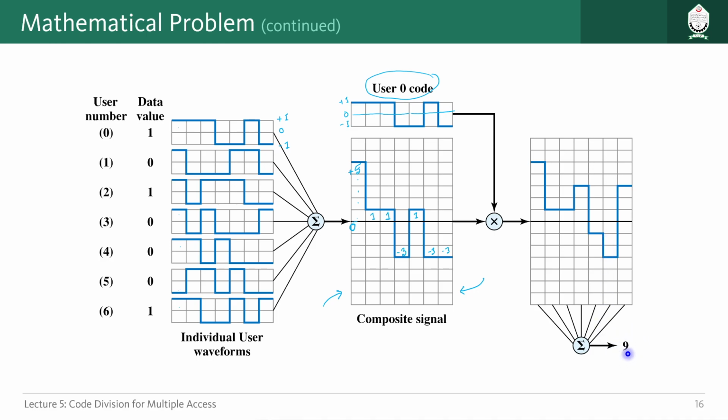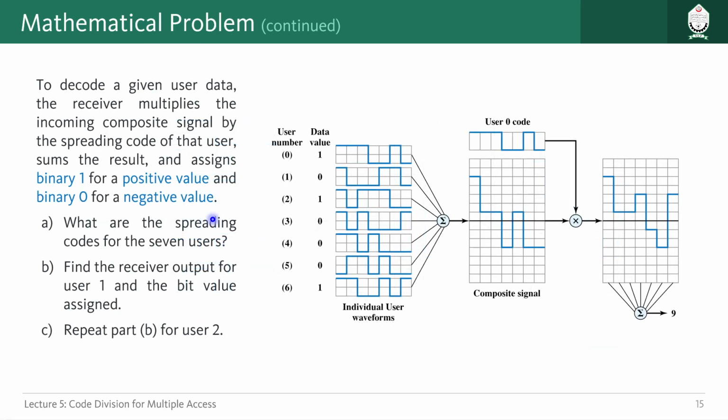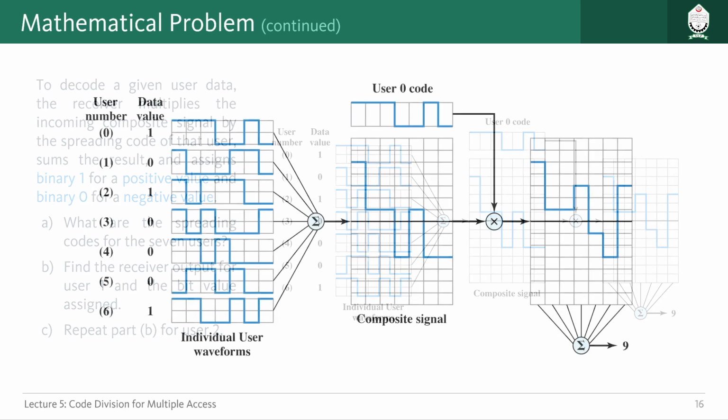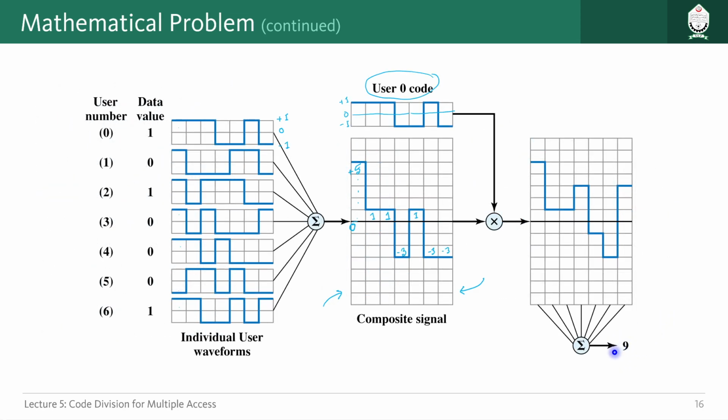So 9 is the result we got from this correlation when we correlate with user 0's code. And if you look at the previous statement, we said that after correlation, we basically assign binary 1 for positive value and binary 0 for negative value, right? So we have got +9, which is a positive value. So we will interpret this result as user 0 transmitted a value of binary 1, which is true, right? User 0 transmitted binary 1 from the transmitter, right? So this is just worked out for us for user 0 as an example.